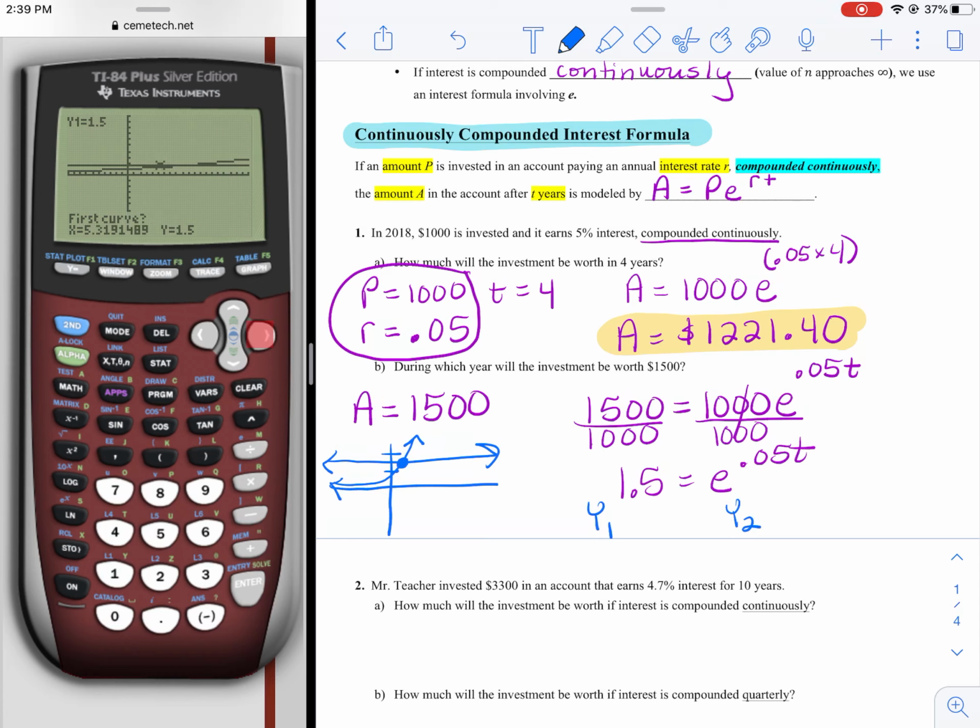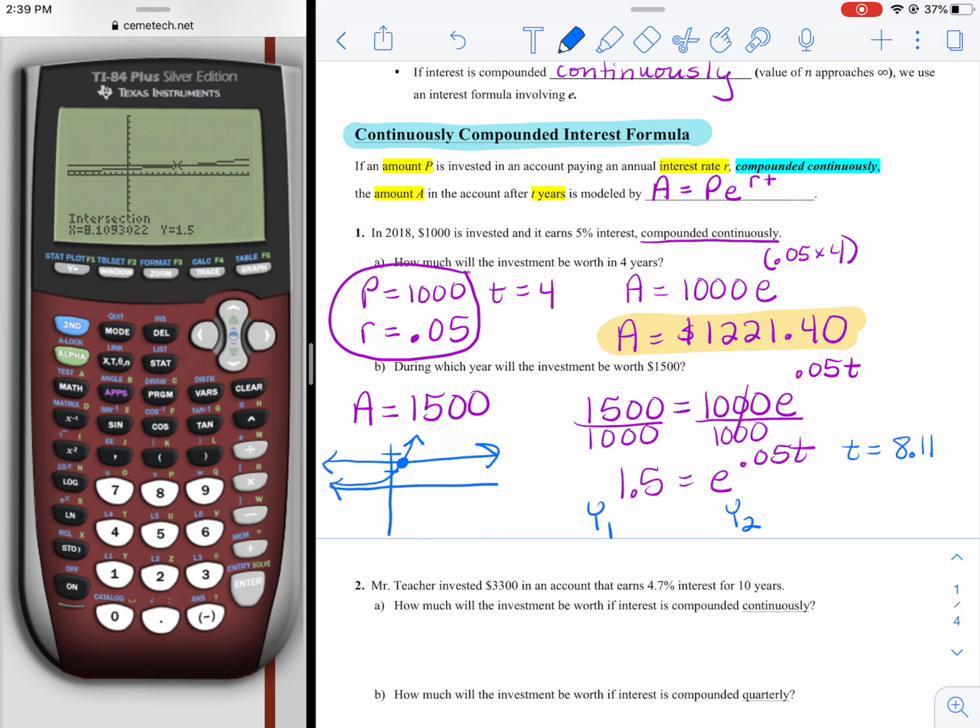So what we're going to try to do here is find the intersection of the curve and the line. So when you do intersection, you just hit second trace and select number 5 for intersection. And then you just get close to the intersection and you can hit enter 3 times. Okay, and so notice that the intersection happens when x equals 8.11.